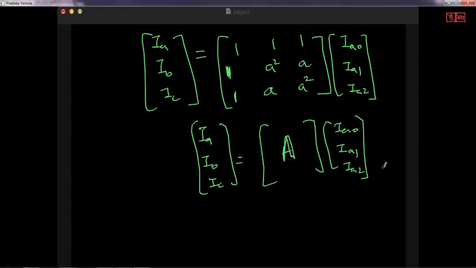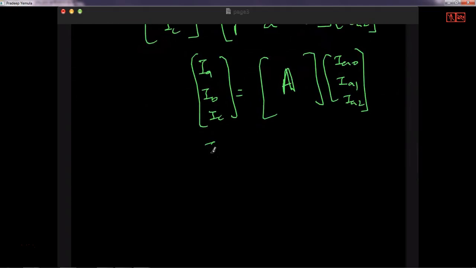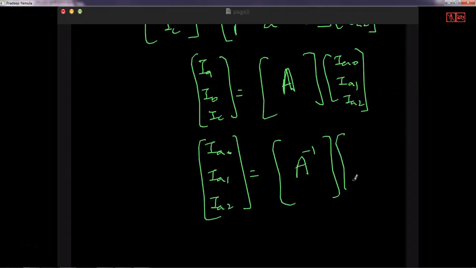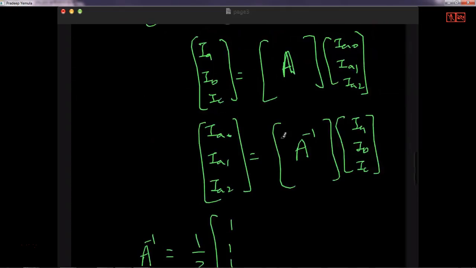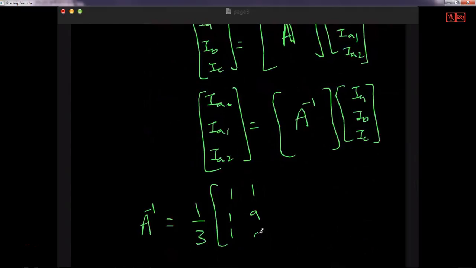Now what about the reverse one? If I want to know IA0, IA1, IA2, then I should do A inverse of IA, IB, IC. So if the phase currents are given, I can find the components. If the components are given, I can find the phase currents because I can find A and A inverse. Now what is A inverse? A inverse is 1 by 3, 1, 1, 1, 1 A, A square, 1 A square A. So this is the A inverse matrix.